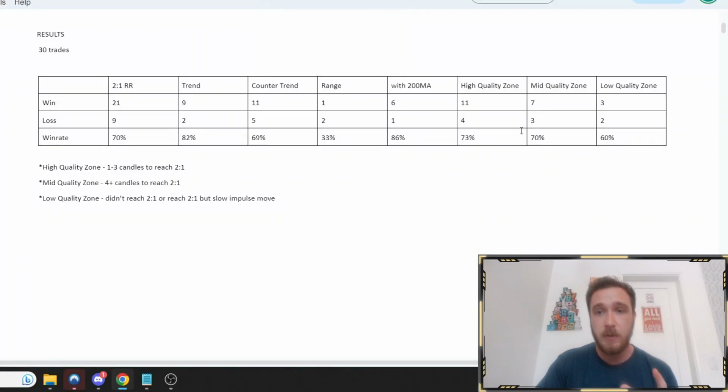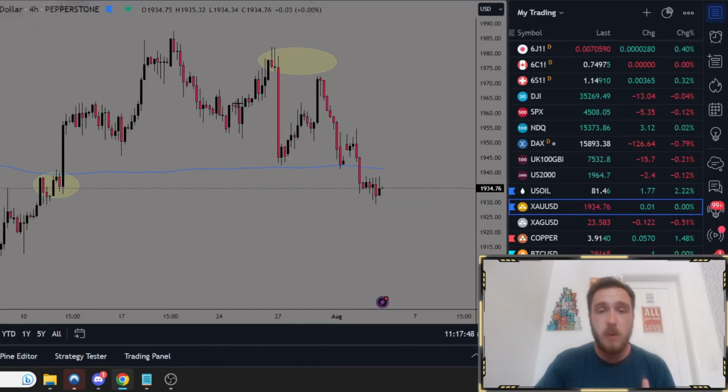This is why I got him to review. And look, these are his stats. High quality zone. Now, I understand this is only 30 trades, but it's a night and day difference that he made from his first backtest to his second backtest. High quality zones: 11 winners and 4 losers, 75% win rate. And then it goes down when he's trading medium quality, and when he's trading poor quality, he had a 60% win rate.